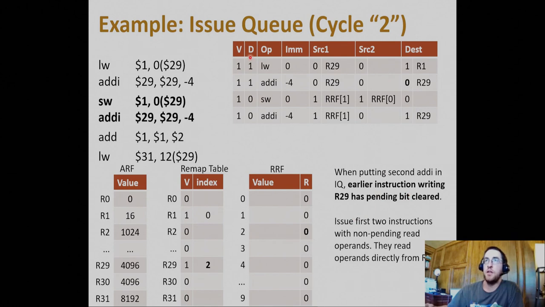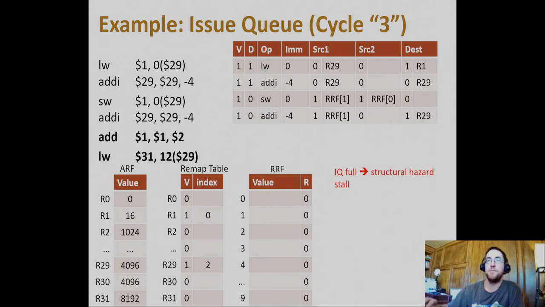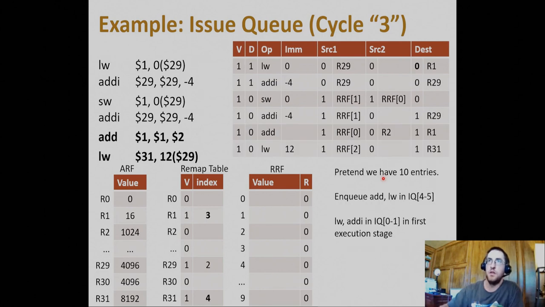We issue the earliest two instructions in program order with non-pending read operands, and they read their operands directly from the register file. In cycle three, the issue queue is full. This is a structural hazard that will stall issue. So we make it bigger. There, I cheated again. You've got to size your issue queue.